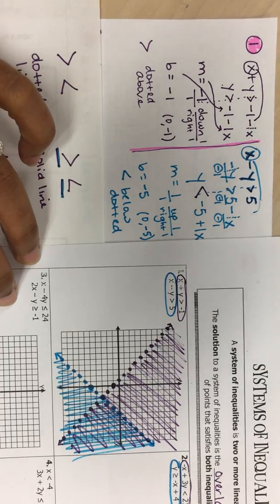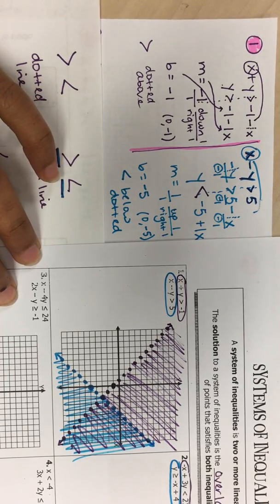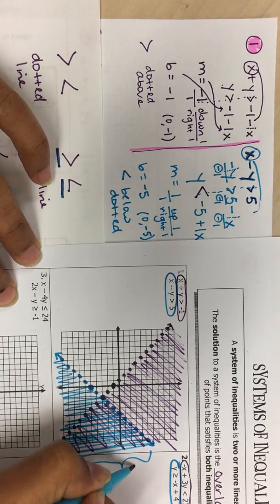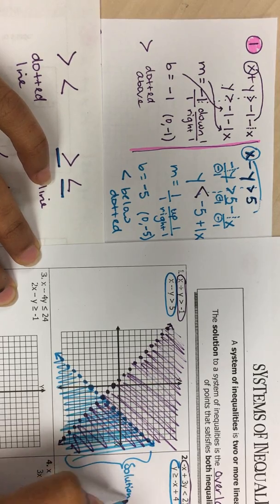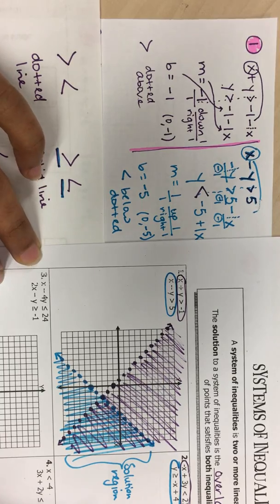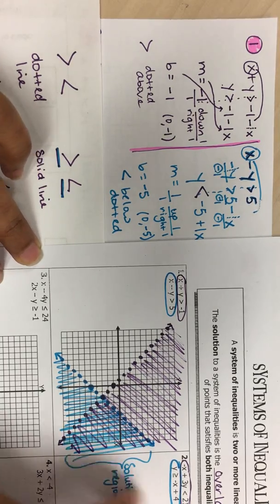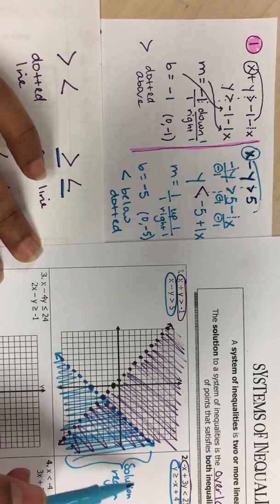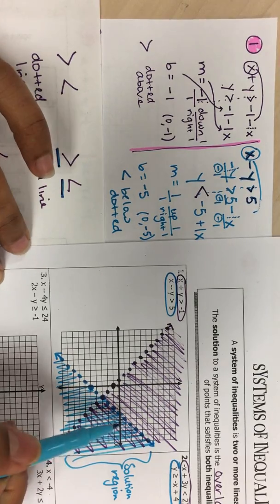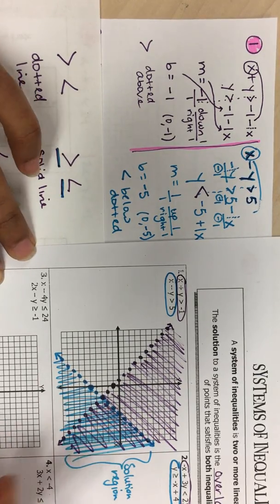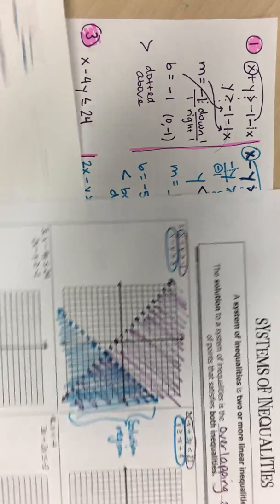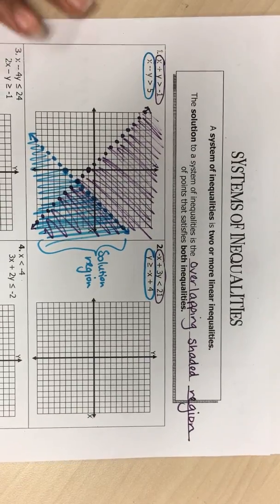Do you see where the two colors blend? That is your solution region. I'm clearly not going to be able to do example 2 with you because I wrote all over it. Okay, that's fine. Solution region. Any point in this region is going to be part of your solutions set, okay?